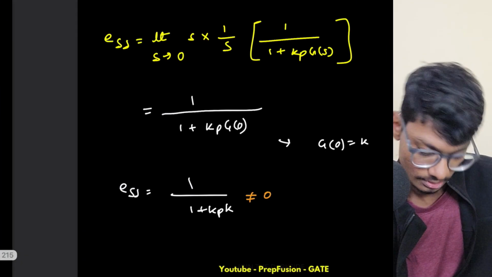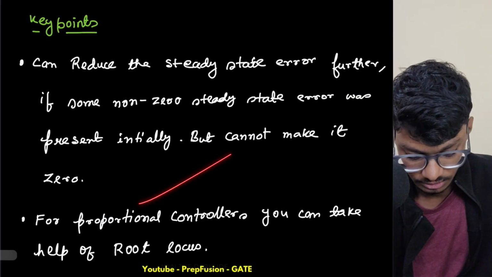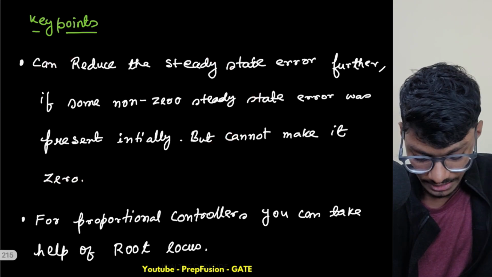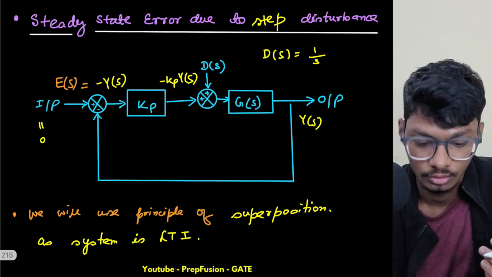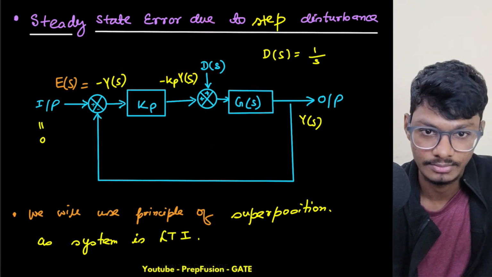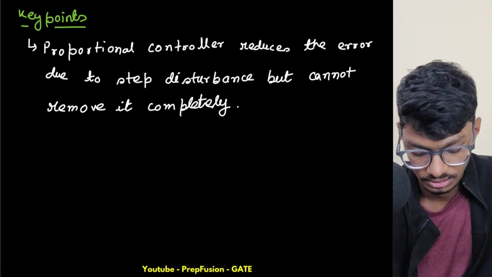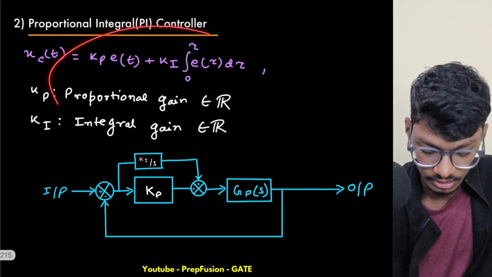Then I did the mathematical proof. Then we covered some key points, and the steady state error due to step disturbance. Again, same story: it can't totally eliminate the error, but it can reduce the effect of the disturbance. Then we learned about the PI controller.